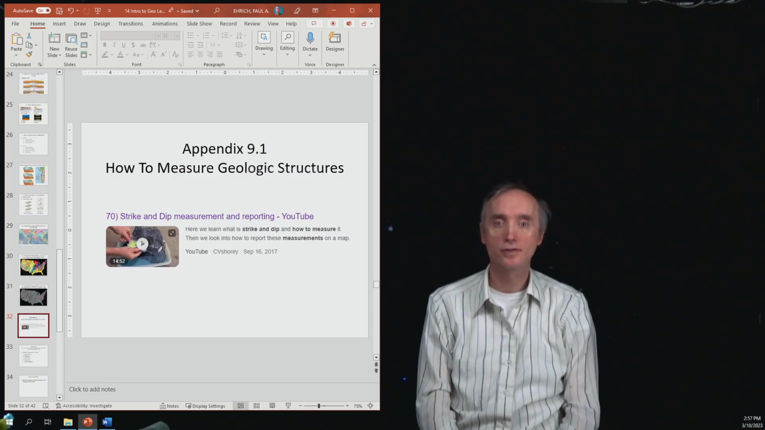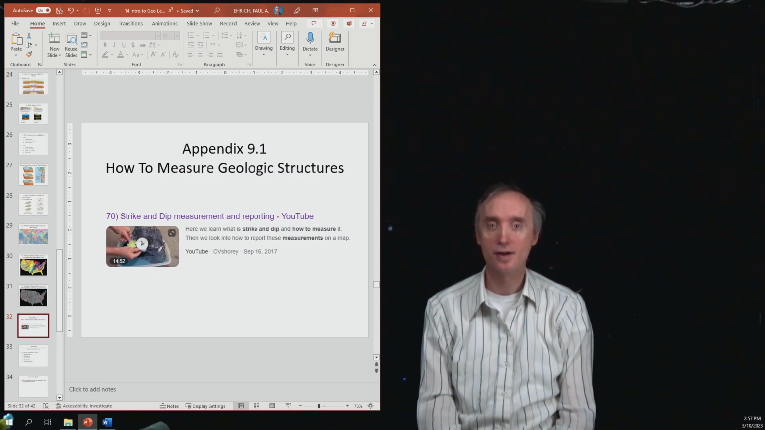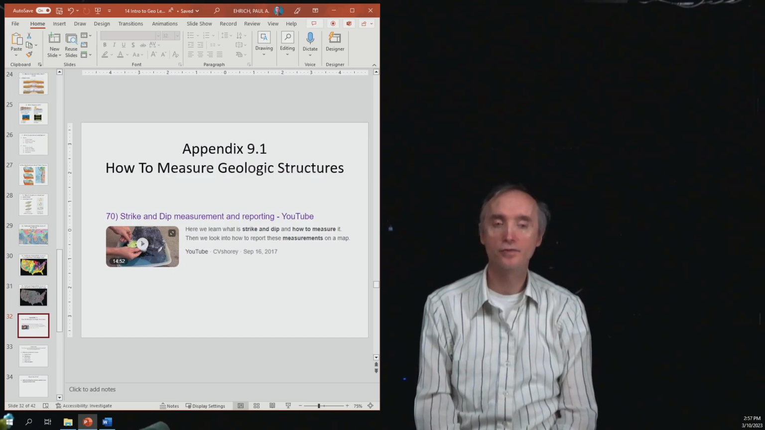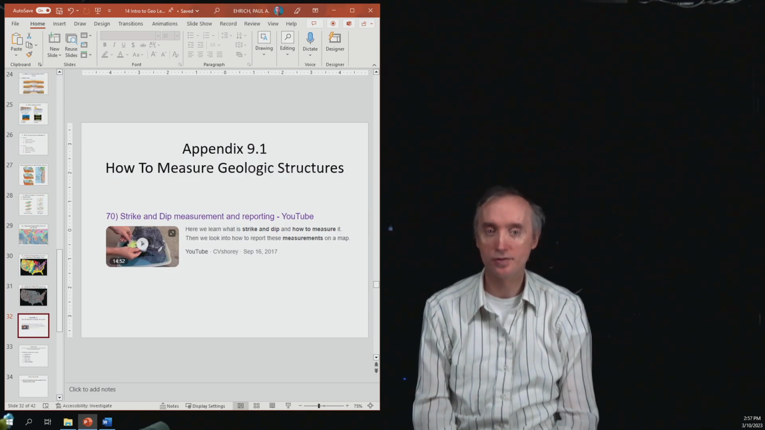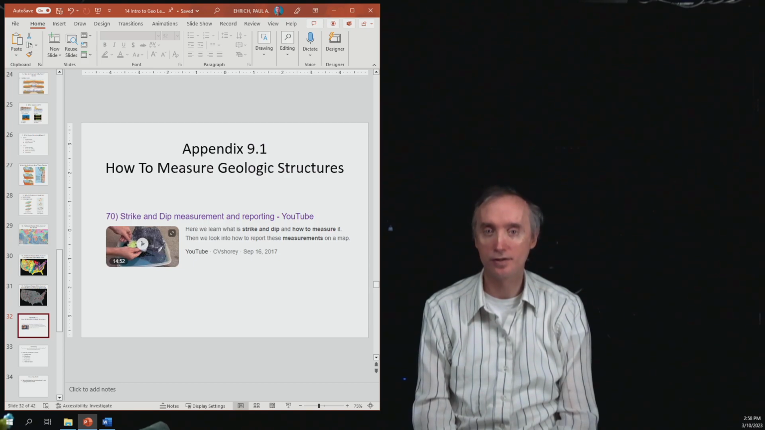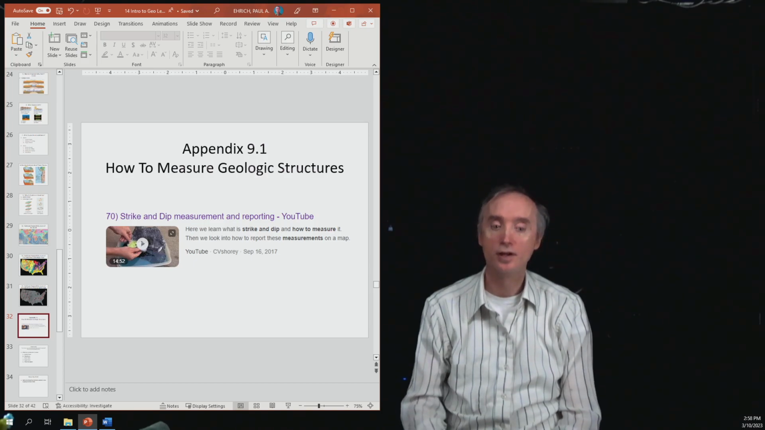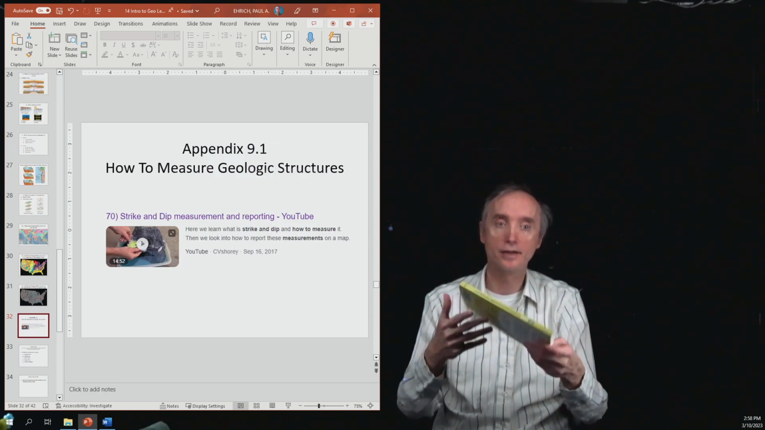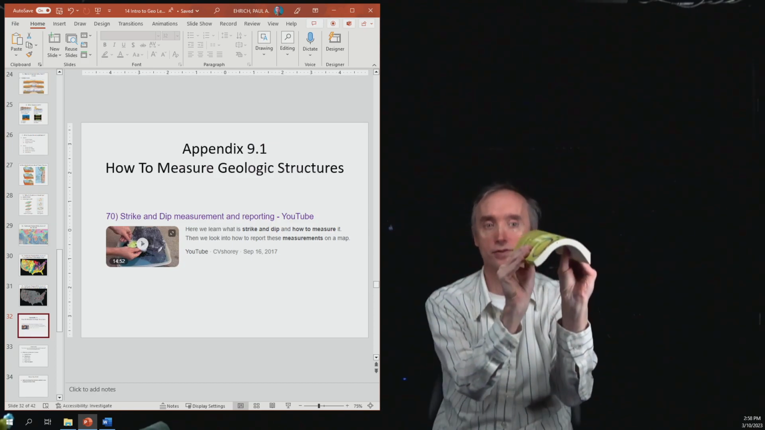Okay, so it's now time to do Appendix 9.1, how to measure geological structures. It's not enough just to be able to recognize a fault or recognize a fold or a dome, but you have to be able to write it down on a piece of paper and turn it into a geological map. So let's say that you've got a fold that is like this.